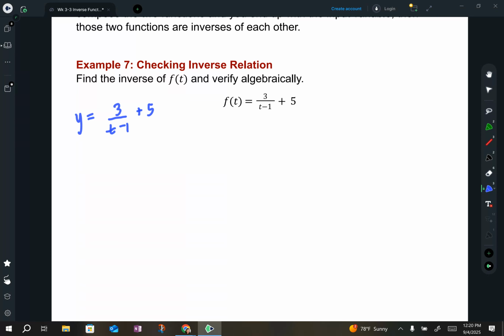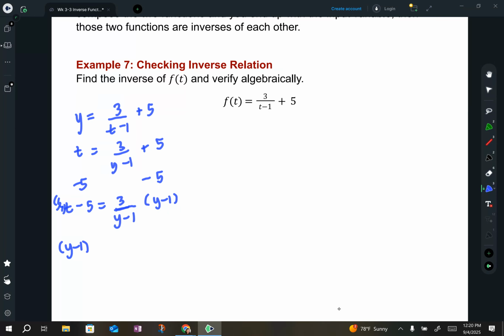And now I'm going to switch t and y and solve for y. The first thing I need to do to isolate this y variable is work from the outside, and I'm going to subtract 5 from each side. So that gives me t minus 5 equals 3 over y minus 1. Now I need to get that y minus 1 out of the denominator. So I'm going to multiply both sides by y minus 1. Kind of squishing it in there. So the left-hand side looks like y minus 1 times t minus 5 equals 3.